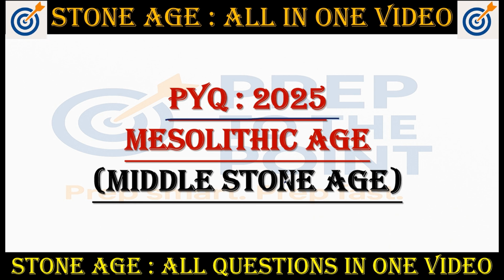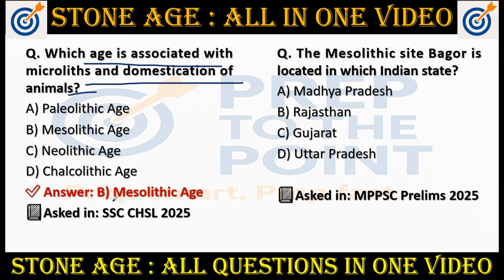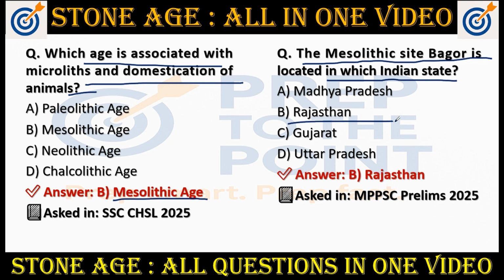PYQ of 2025. Which age is associated with microliths and domestication of animals? The correct answer is Mesolithic age. The Mesolithic site Bagor is located in which Indian state? The correct answer is Rajasthan. Bagor is located in Rajasthan.